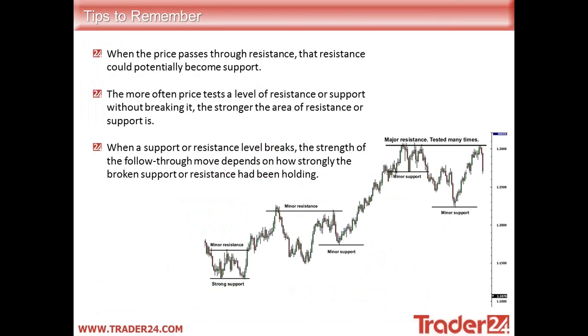Okay, just one basic thing to remember here is that when a level of resistance gets broken, that resistance could then potentially become support, and vice versa. If the support line gets broken, we will then start to see that level being called resistance. And then, as I've alluded to earlier, the more often a price tests a level of resistance or support without breaking it, the stronger the area of resistance or support is. So that's what I always like to use as an indication of price action. How do people react to these sorts of levels? And it really is quite easy to see.